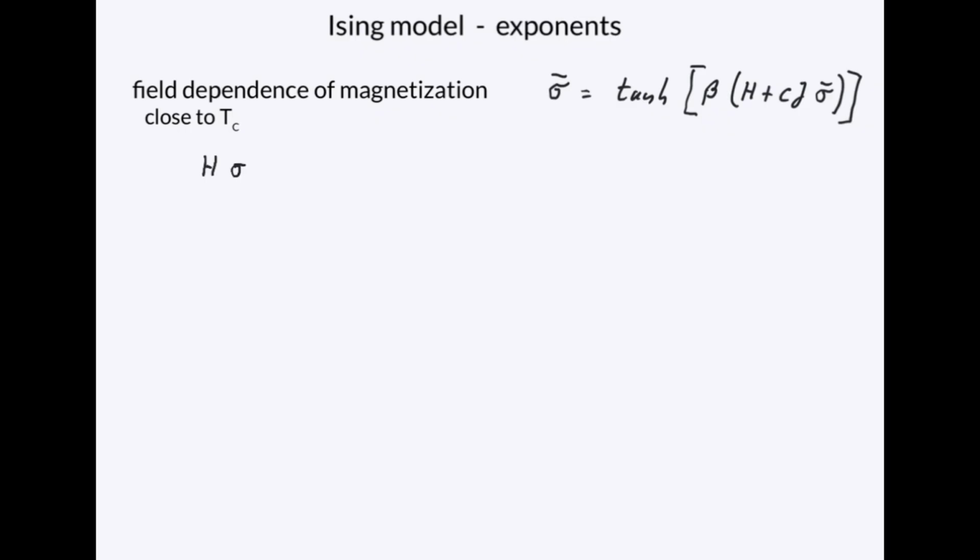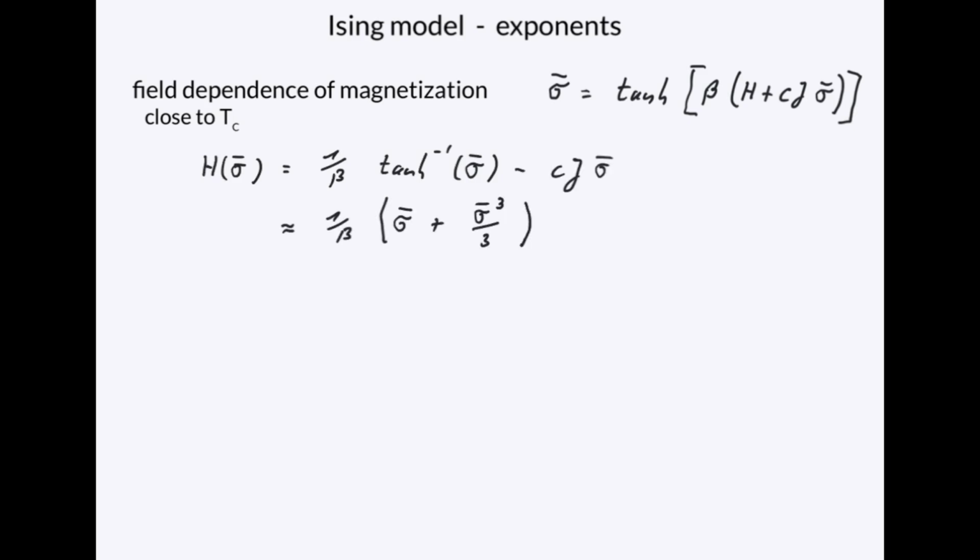First we start with the consistency equation that relates the mean magnetization, sigma bar, to the external field H. Solving this equation for H leads us to an inverse tanh of the mean magnetization, which for small magnetization is expanded in a Taylor series, finally leading to an expression for how the field varies with mean magnetization.